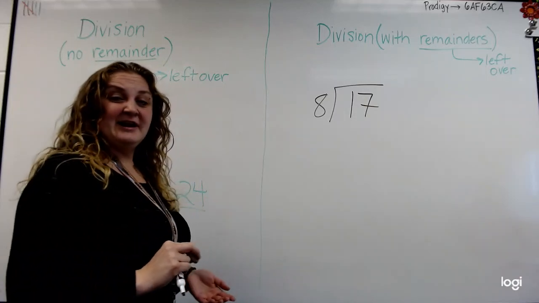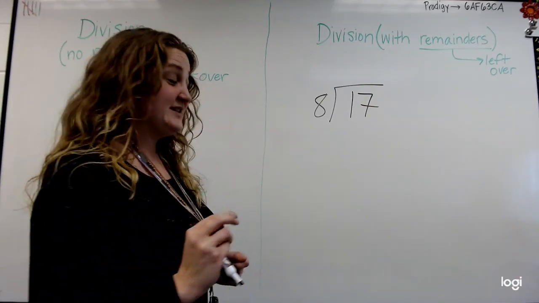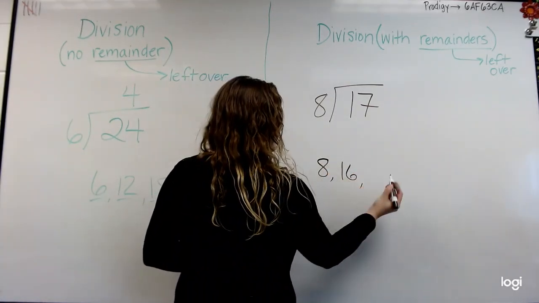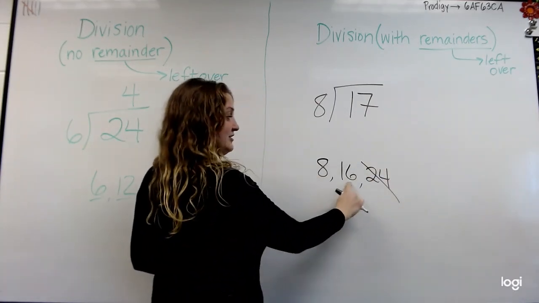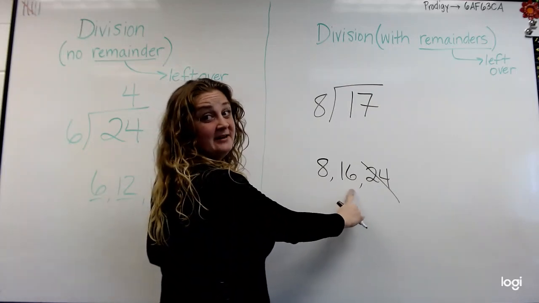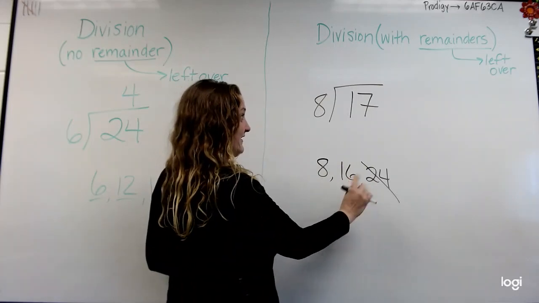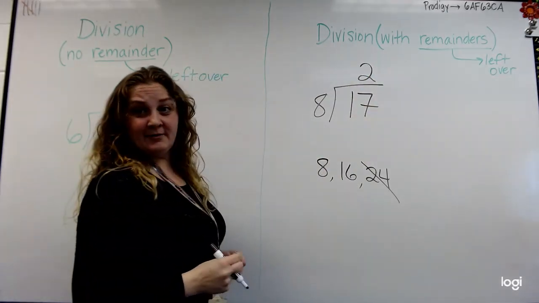All right. Now, how many groups of 8 will fit into 17 without going over? We can skip count if we need to. There's 1 group, 2 groups, 3 groups. Okay, 3 groups is too big, so it has to be the 2 groups, right? Okay, so I don't put a 16. I want to write the group number. So this was 1 group of 8. This is 2 groups of 8. So 2 groups of 8 fit into 17 without going over.